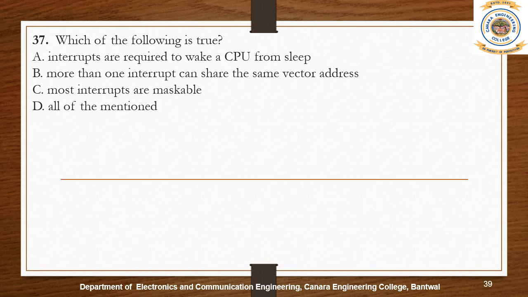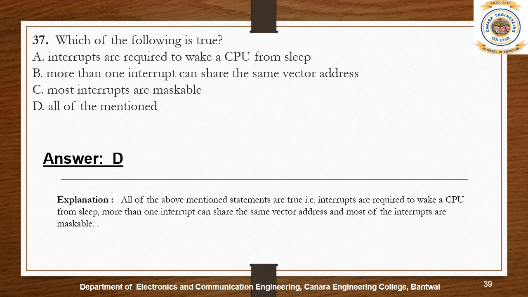Interrupts are high priority tasks that have to be performed. When an interrupt occurs, the processor has to stop the normal execution and execute the instructions present in the corresponding vector table. Multiple interrupts can have a single vector address, and most of the interrupts are maskable. There are two types of interrupts, maskable interrupts and non-maskable interrupts. The interrupts that have a vector address are normally maskable.